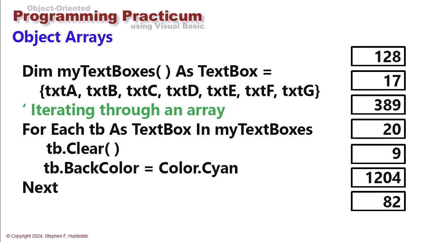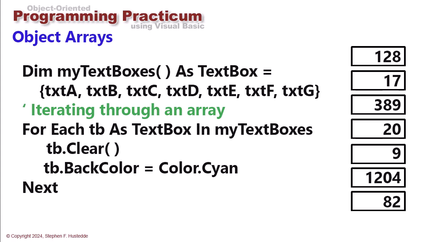So in this example, I have dimmed my text boxes as text box. Notice that my text boxes has the parentheses, so it's an array. And it's going to equal, and I'm setting up the elements of my text box to be my 7 text boxes. I named them txta, txtb, and so forth through txtg.